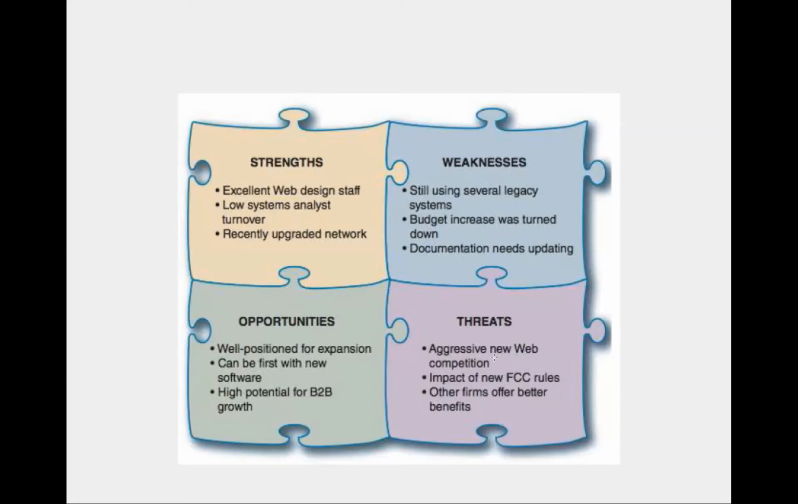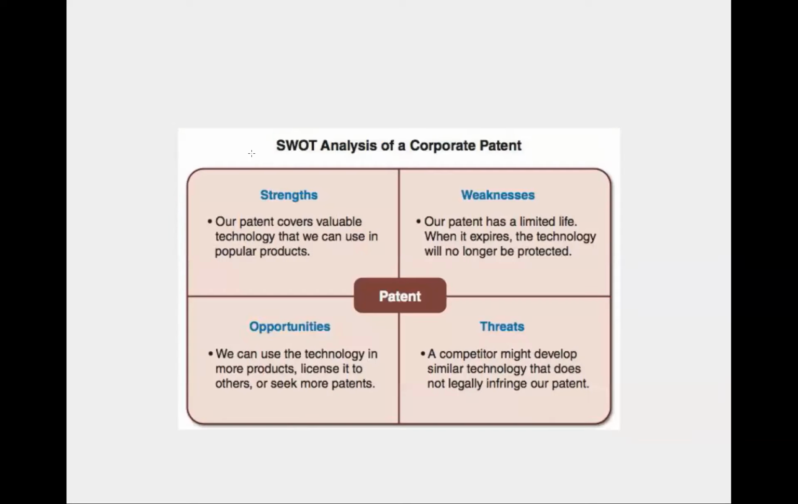Now, this is organization level, and I told you the same analysis can be done for a lower level. This is the same sort of analysis, but for a patent. Patents are used to cover our rights. When you have a new invention, we put up a patent application. A patent application could be individual, or it could be through the organization, which is a corporate patent, meaning an organization-level patent. The strengths for this, as listed there, are that our patent covers valuable technology that we can use in popular products.